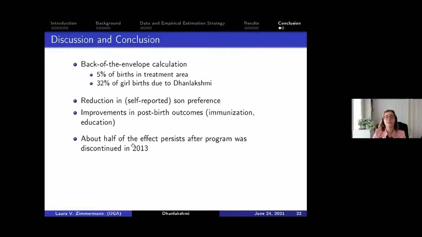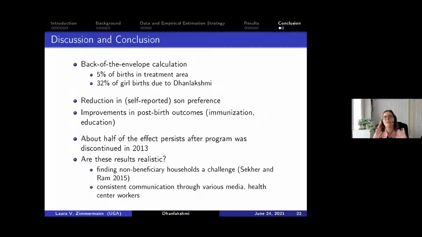We also find that once the program was discontinued, about half of that effect seems to persist even after parents can no longer enroll their newborn girls into the program, again indicating potentially some kind of a change in attitudes in addition to these monetary benefits. All of these are very consistent with anecdotal evidence. There's a nice survey where the researchers had massive problems finding enough non-beneficiary households in the treatment area in Punjab, because in some villages, virtually every girl that was eligible had been enrolled.